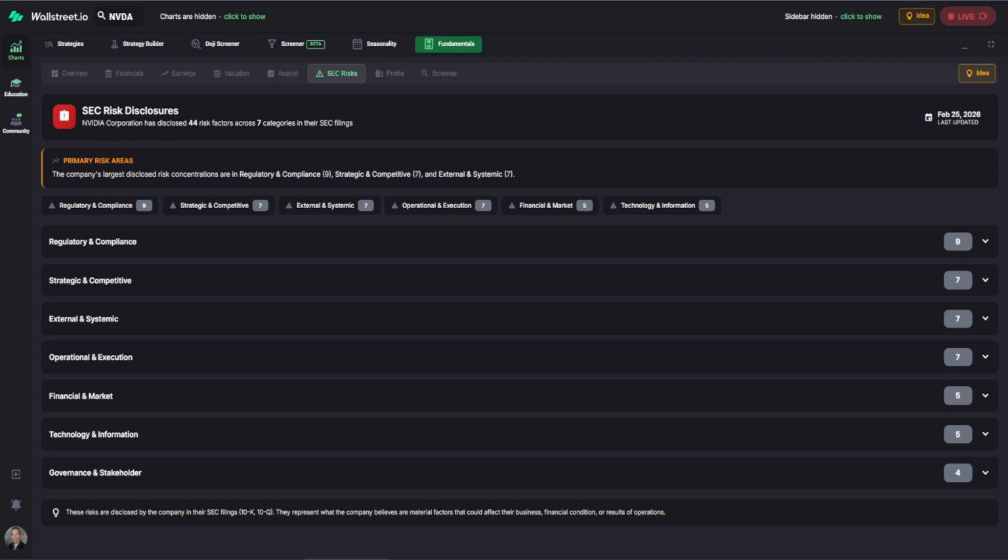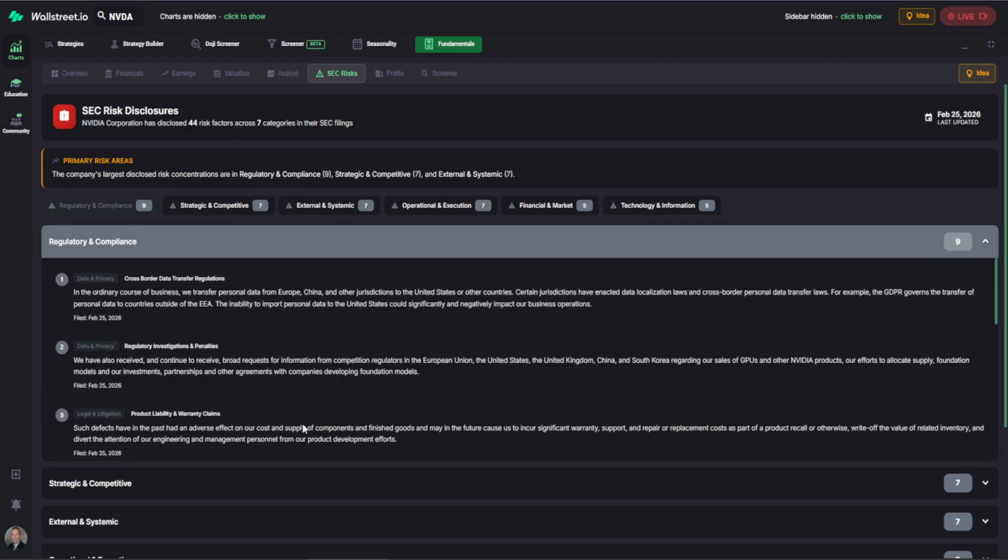SEC risk, if you were to go into the 10-K and spend hours and hours looking for all the risk. We built this into Wall Street IO. The AI genius inside of Wall Street IO does this for you. There's 44 risks, 7 categories. What are the categories? Regulatory, strategic, external, and so forth. I want to see those risks. I can open them up and read it.